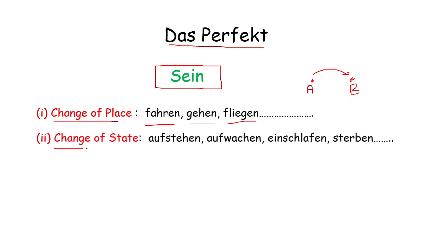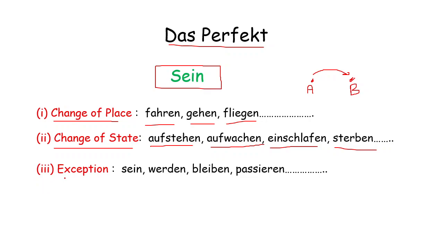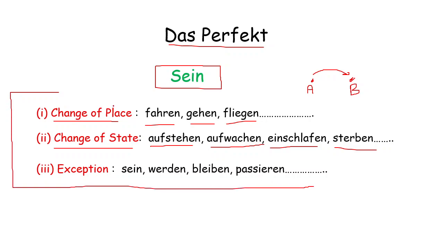Change of state, in which our position changes, like aufstehen to get up, aufwachen to wake up, einschlafen to fall asleep. If there is only schlafen, then it's haben because it is sleep. Einschlafen to fall asleep. Sterben to die. Exceptions: sein, werden, bleiben, passieren. If the verbs come from these in a sentence, then we are going to use the sein verb. Otherwise, the haben verb at the second position.